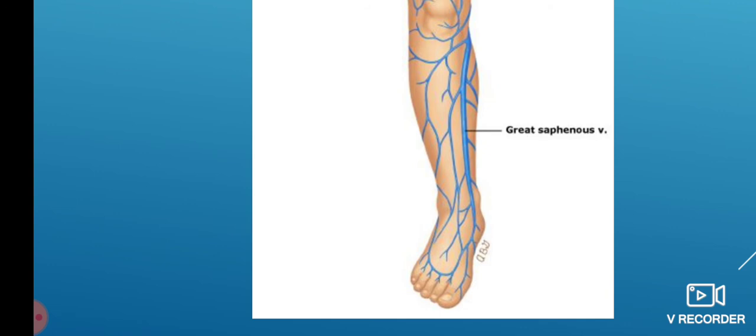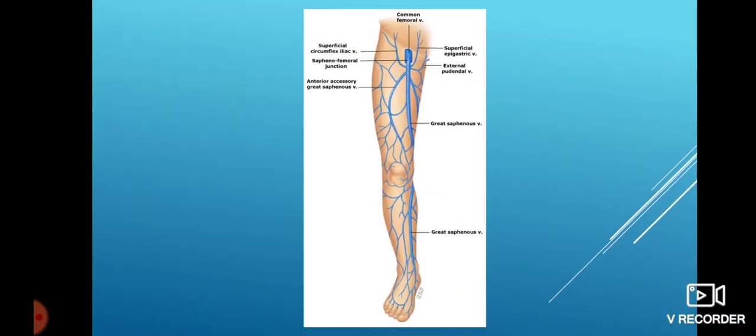So whenever there is an incompetency in the valve, whenever there is any lesion or any problem with the valves, two-directional flow of blood occurs, upward and downward flow of the blood. That causes tortuosity of the vein, and that condition is called varicose vein.